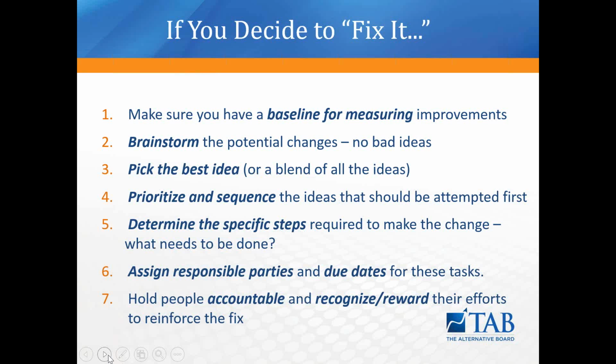We can't do everything all at once, so we should prioritize and sequence those ideas that should be attempted first. And I don't recommend making wholesale changes, because if we do that, we don't know what it was that made things better or worse. So we need to be patient, sequence the changes, and measure progress as we go forward. We determine the specific steps, the tasks required to make that change, what needs to be done, who's going to do it, when it is going to be done, and as business owners, we need to hold our teams accountable and recognize and reward their efforts to make that happen and reinforce basically the importance of this fix.